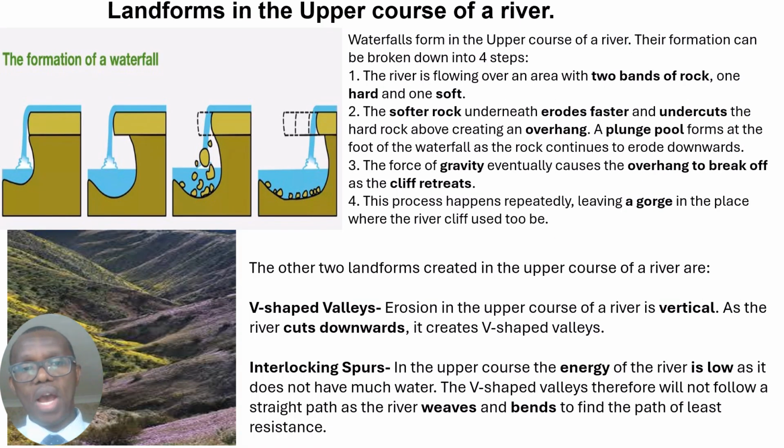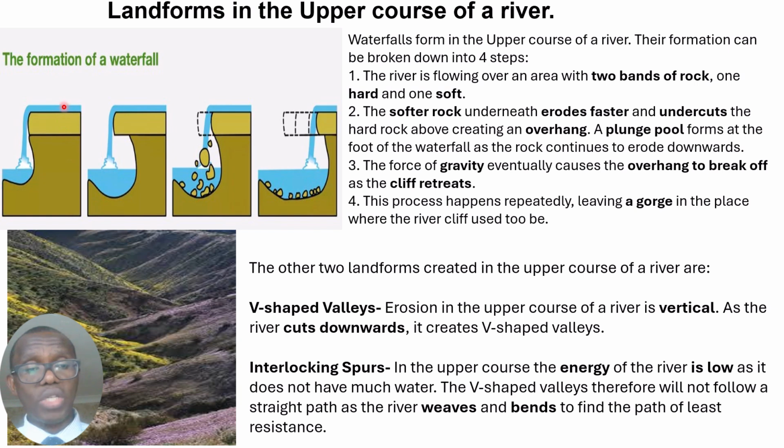Okay, so what landforms occur in the upper course of a river? The first one that we are going to be talking about is waterfalls. So the formation of a waterfall here is what we are looking at. And in the upper course of a river, you will have areas that have two different bands of rock. One band that is hard rock above, as you can see here. This here represents a hard rock. And then you have softer rock below here.